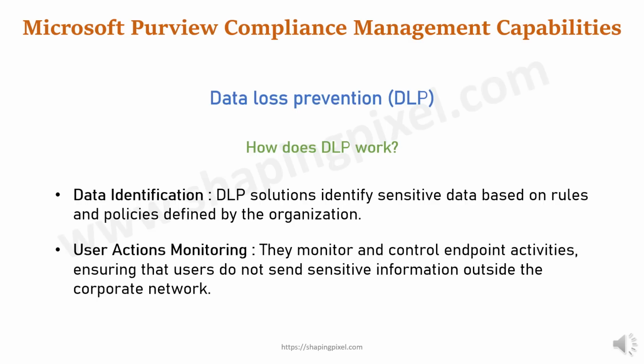How does data loss prevention work? Data identification. Data loss prevention solutions identify sensitive data based on rules and policies defined by the organization. User actions monitoring. They monitor and control endpoint activities, ensuring that users do not send sensitive information outside the corporate network.